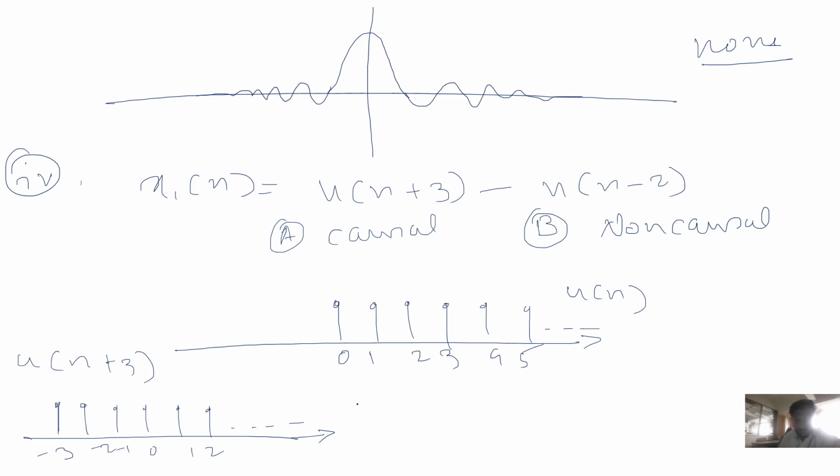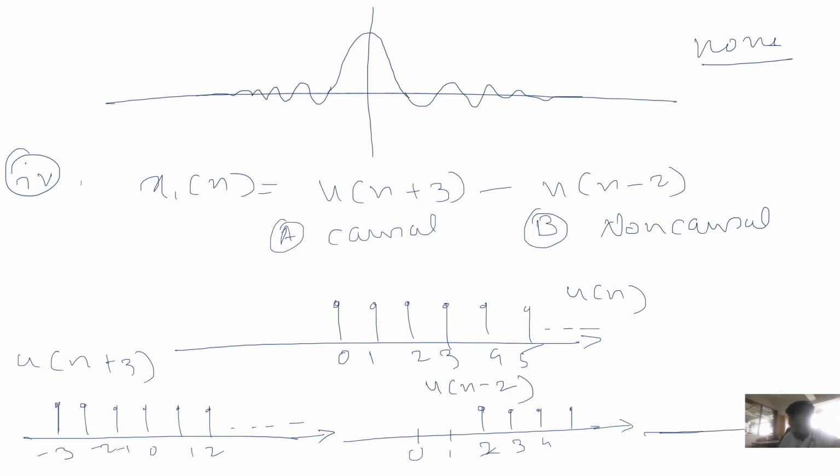Okay, this is u of n plus 3. Tell me how u of n minus 2 will look. It will start from, can anyone help me? Plus 2. Positive, plus 2, right? So this is 0, 1, and this is 2. From here it will start. So if I subtract this from this, what am I going to get?